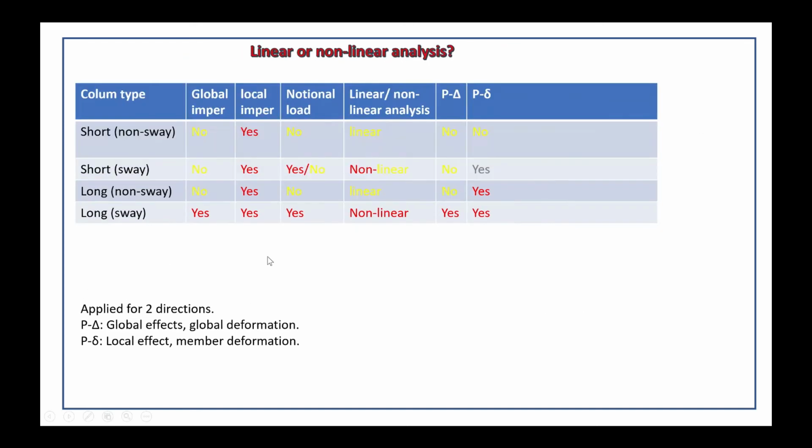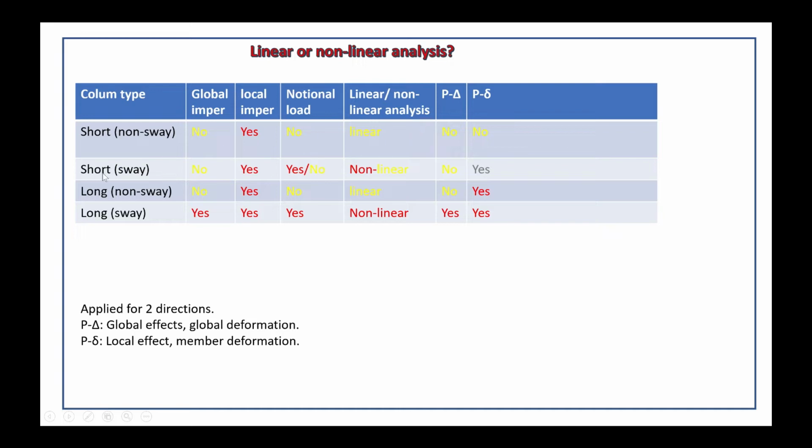Now let me summarize for you. For the column type short non-square, global imperfection, no need to include. Local imperfection you can include it, because for the column, for the vertical member, we can include the minimum eccentricity. For the notional load, no need to include. You can run a linear analysis. And for the big P-delta and small P-delta, not included in analysis and design. So you can run the linear analysis and continue to design.